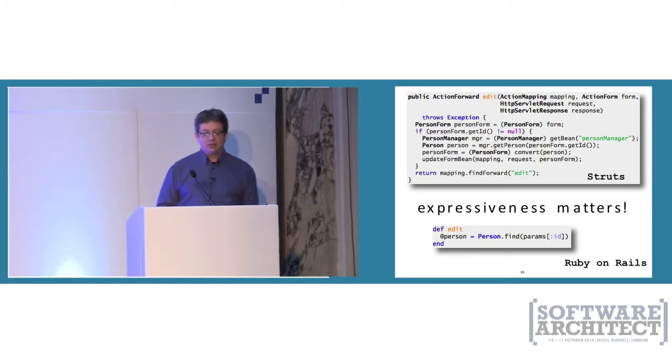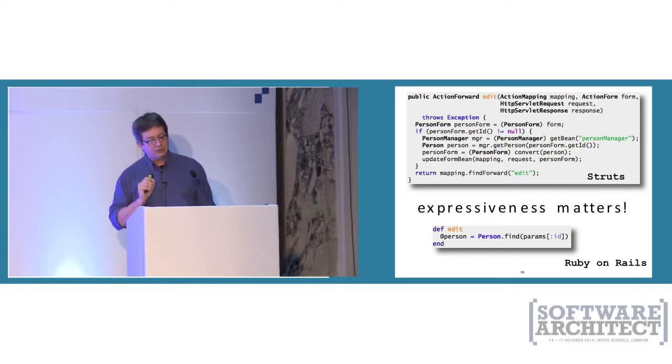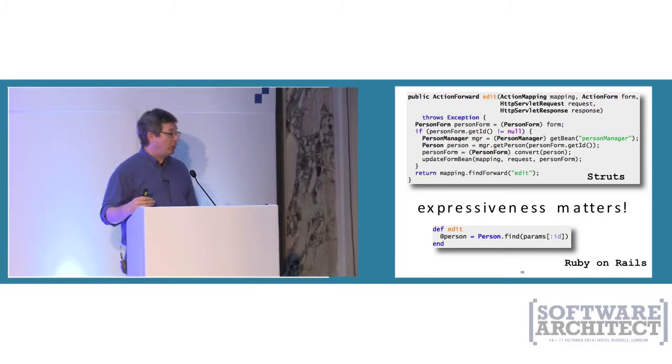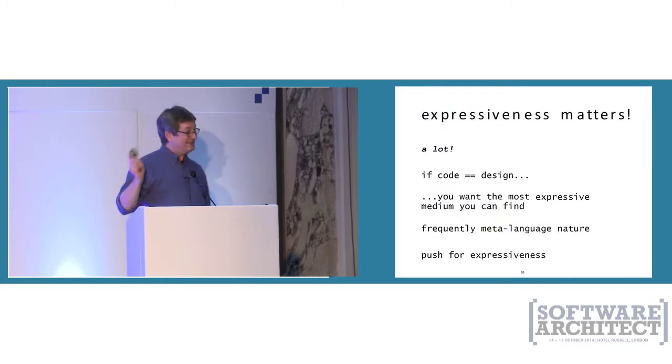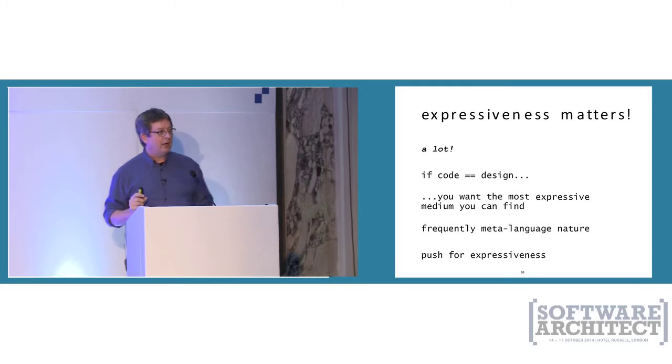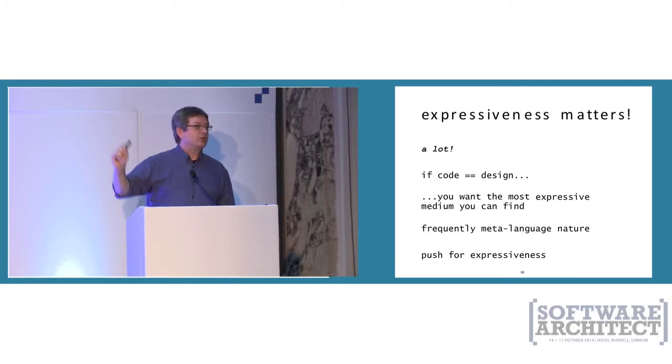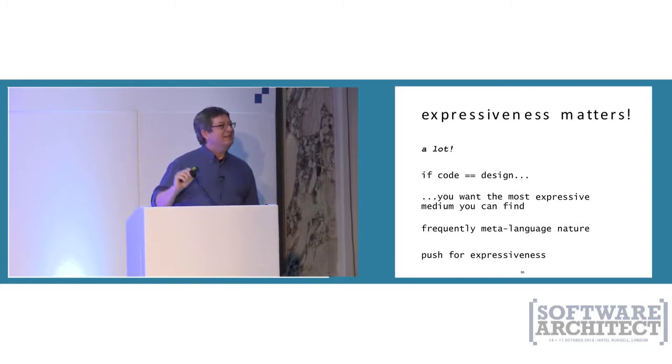And similarly, this is an old example, but a good one. That's how you harvest things in Struts, and that's how you harvest things in Ruby on Rails. Expressiveness matters in frameworks and in languages and in tools, and it matters a lot more than people give it credit for. Because I agree with Jack Reeves, I believe that code is design, and if code is design, then you want the most expressive medium you can find. This is about doing pen and ink drawings versus watercolors versus doing oil paintings. The more expressive the medium, the more powerful the medium, the easier it is to express your exact ideas.